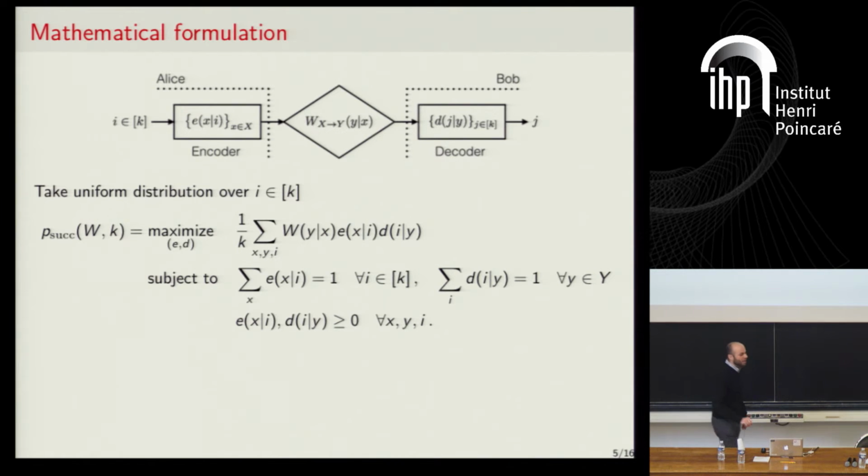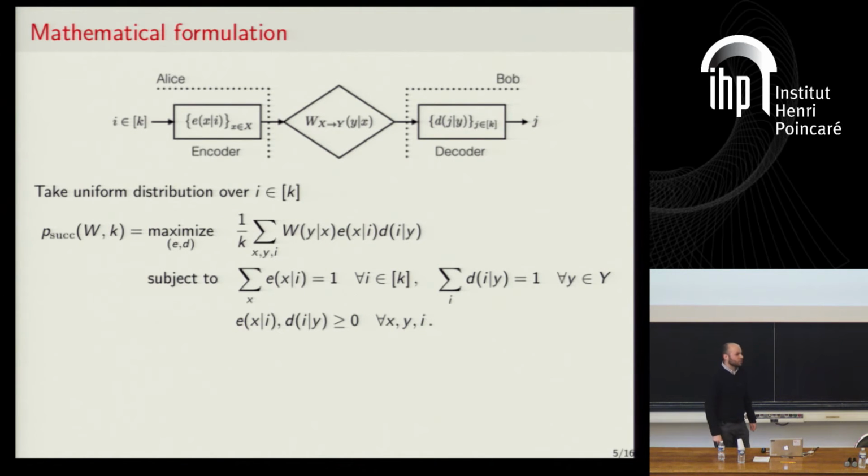Okay, so let's perhaps formalize a bit more mathematically, or write it as a mathematical optimization problem, what this P success is. It's very simple. The variables of my optimization program are the encoder and decoder, so these functions E and D. And I try to maximize over all possible E and Ds of the following function.